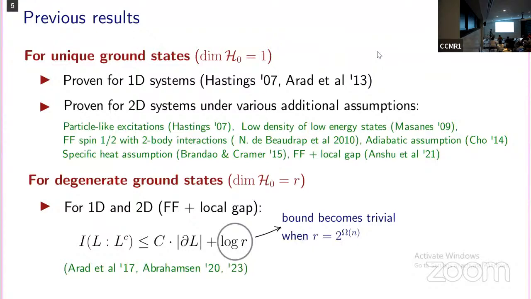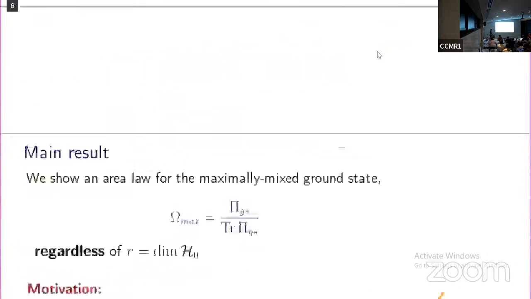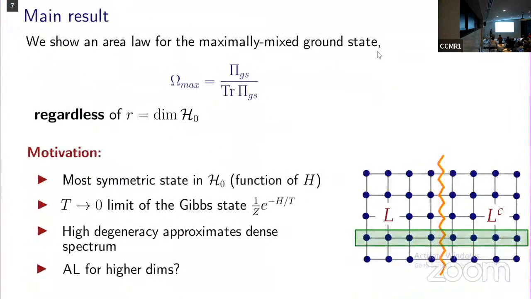And you can even have a very simple toy model that shows you that, in case you have an exponential degeneracy, then really you will find some states there that don't have any area law. This is intuitive. Okay, so what are we trying to prove?